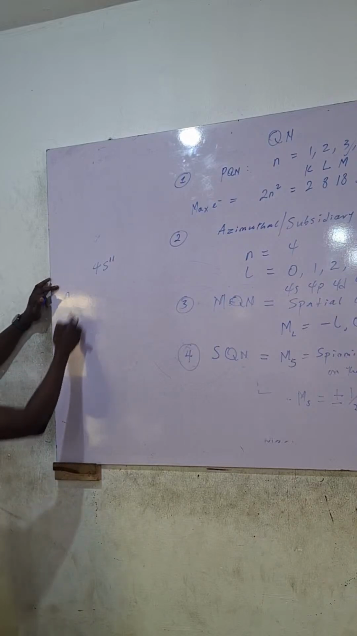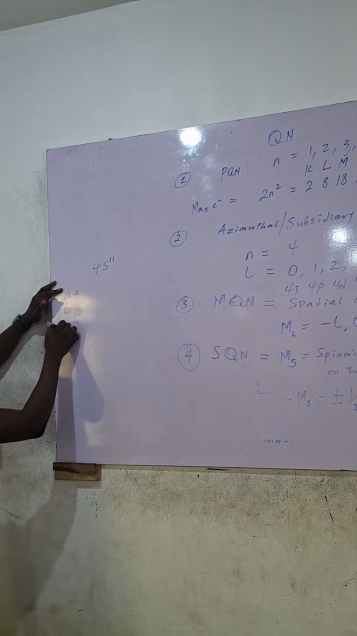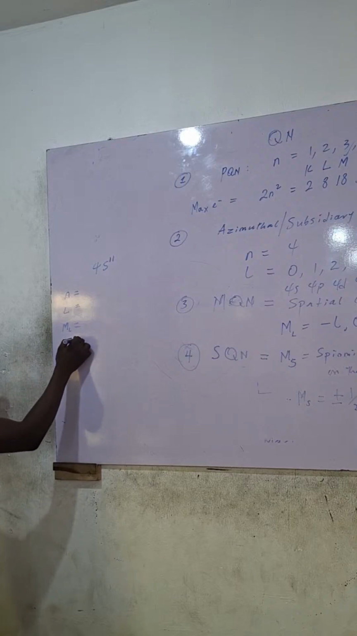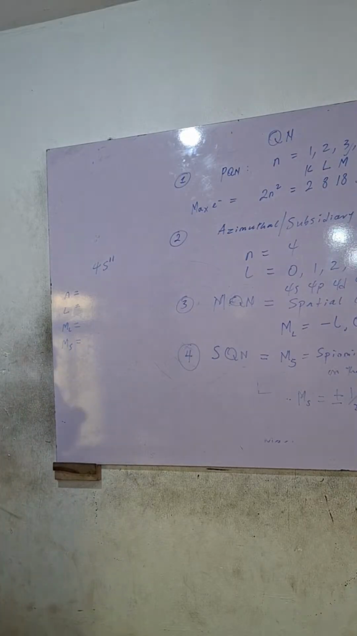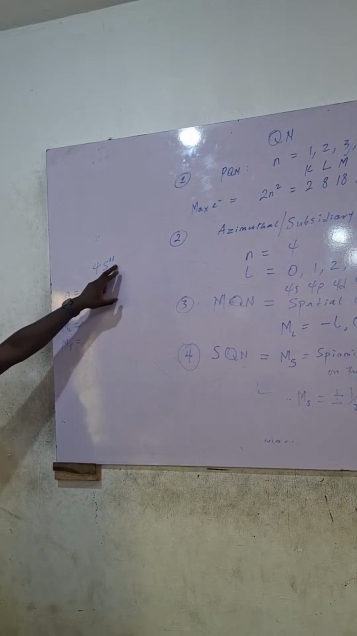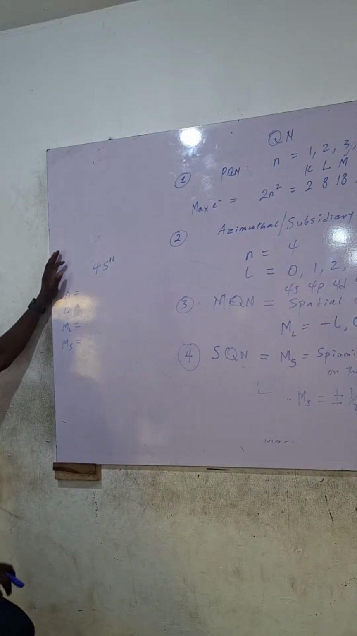What is their value of n? What's their value of l? What's their value of m sub l? And what's their value of m sub s? That's why that guy called Pauli's exclusion principle states that no 2 electrons can have the same set of values for the 4 quantum numbers. These 2 electrons cannot have the same set of values for the 4 quantum numbers.